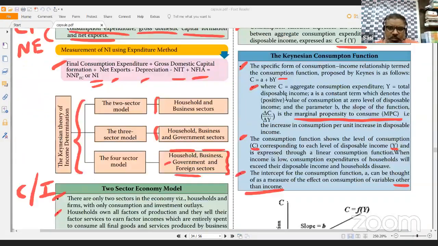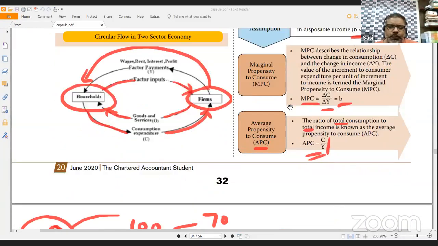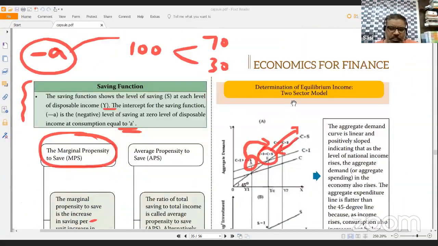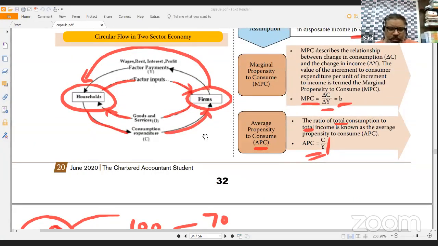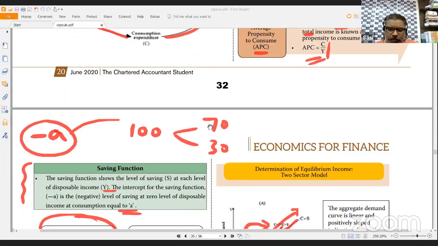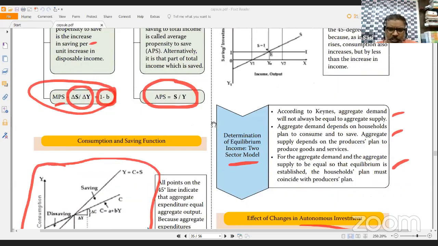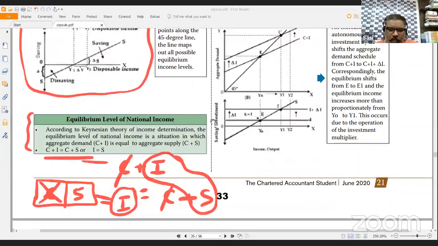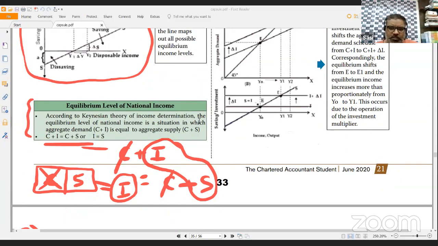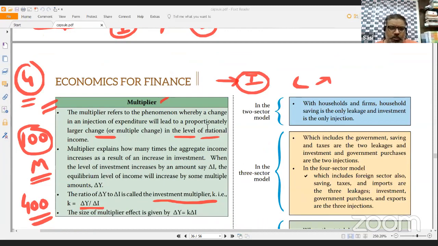Also, we started with the Keynesian two-sector model, wherein only two segments of the society will exist, which is an imaginary model. In that, only the firms and households will be there, and very important concepts of marginal propensity to consume and marginal propensity to save, consumption function and saving function also we discussed in the earlier session. And in a two-sector economy, C plus I is equal to C plus S. That automatically makes it I is equal to S.